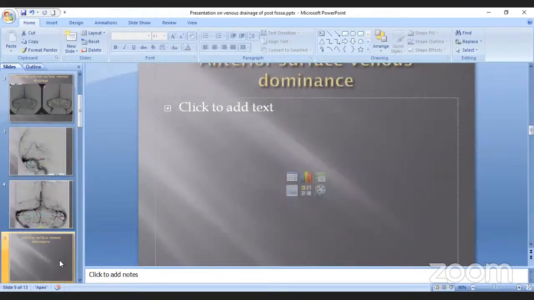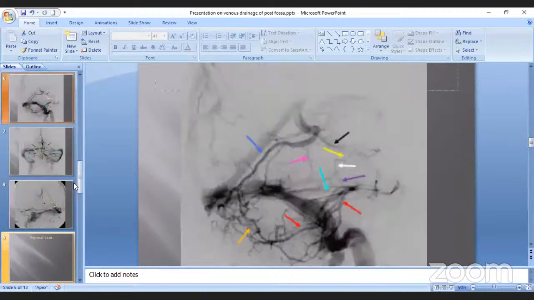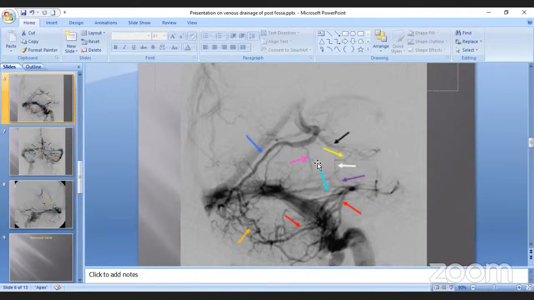Talking about the anterior surface of the brain, the anterior venous drainage. This is the picture for the anterior venous drainage. This is the transverse and the sigmoid sinus. These are the superior surface of the cerebellum. This is the inferior one. Superior tentorial surface and the inferior tentorial surface. This is the straight sinus, and this is the vein of Galen.